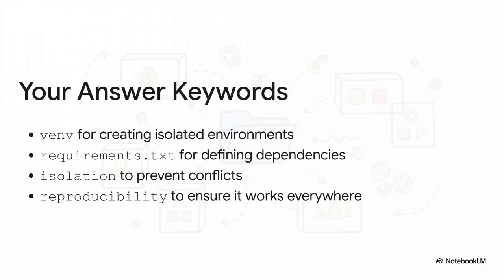You want to build your answer around these 4 keywords. Talk about using venv to create isolated environments. Mention requirements.txt as the way you define and recreate dependencies. And then you drop the 2 magic words that show you get the big picture. Isolation to prevent conflicts, and reproducibility to make sure the project works for everyone, everywhere. That is a home run answer.